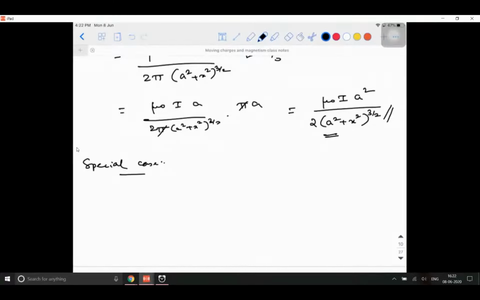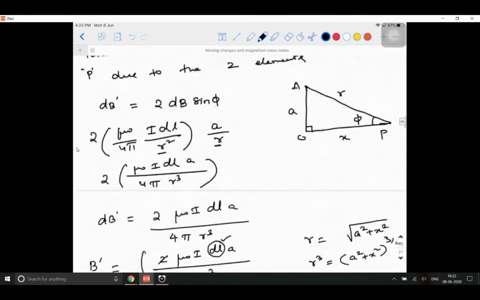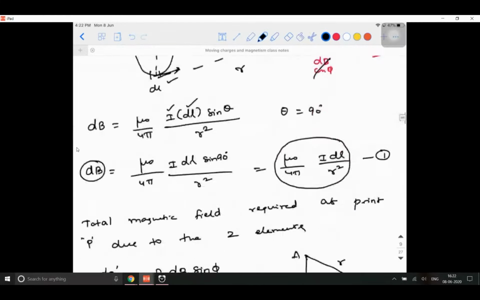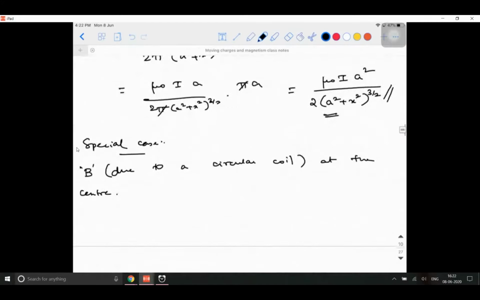So the special case here is the magnetic field due to a circular coil at the center. So if it is at the center, what am I supposed to do logically? The point P has to coincide with point O. If that should happen, I should simply substitute the value of x as 0. Right? When I put the value of x as 0 in the above expression, then I get B at P is equal to mu naught I a square divided by 2 into (a square) the whole power 3 by 2.